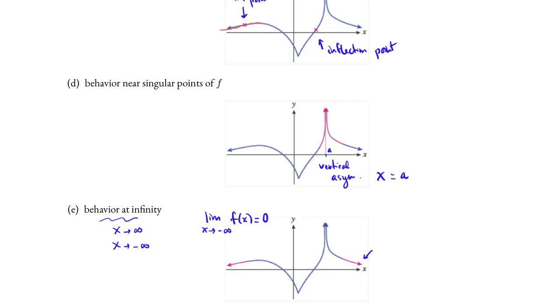The same thing on the right hand side. As x goes all the way to the right, the graph is approaching the horizontal axis, or 0. What this means is that we have a horizontal asymptote, and the equation of the horizontal asymptote is always y equals a number. And since the graph is approaching y equals 0, which is the horizontal axis, we say that we have a horizontal asymptote at y equals 0.